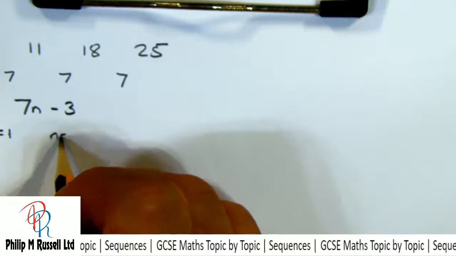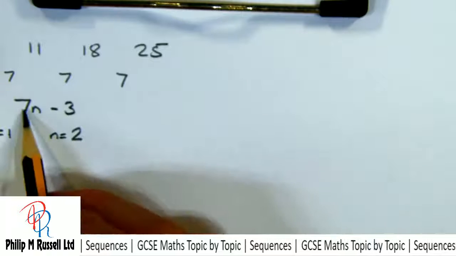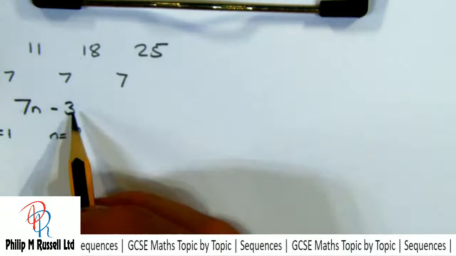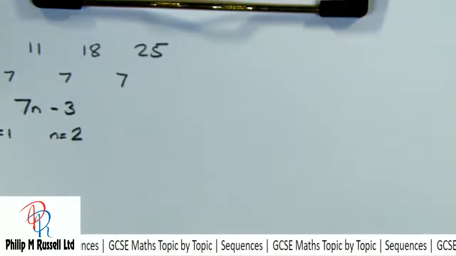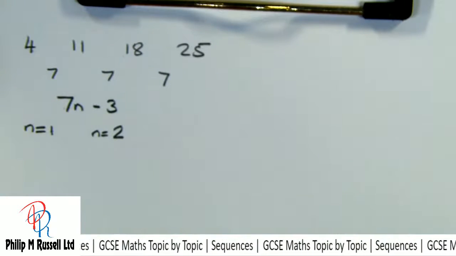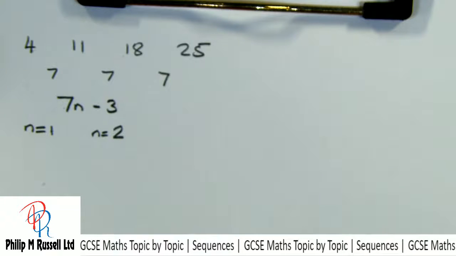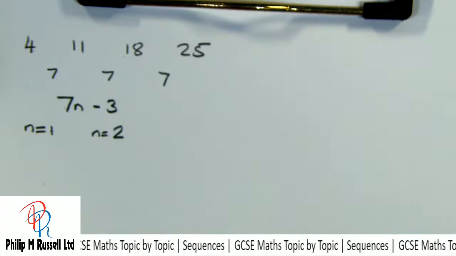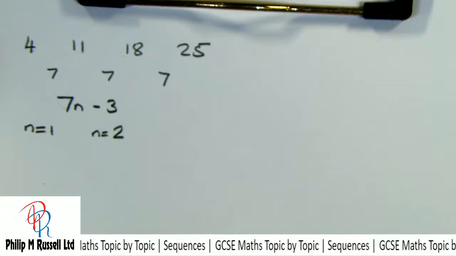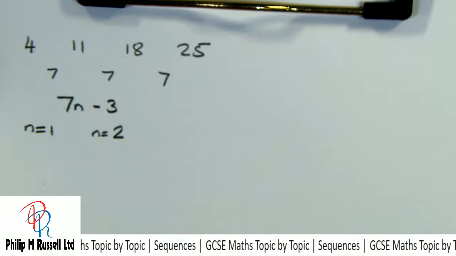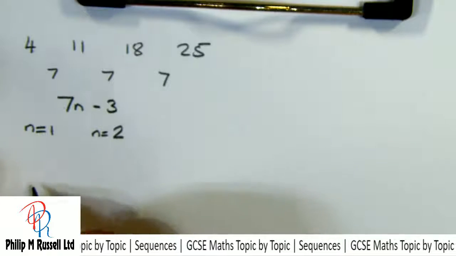Let's check with n equals 2. 2 7s are 14. 14 minus 3 gives me 11. And so we've got that one correct. So those are basic arithmetic sequences, and they're not too difficult. But there are other sequences that we meet. Some of them we've just got to know what they are.